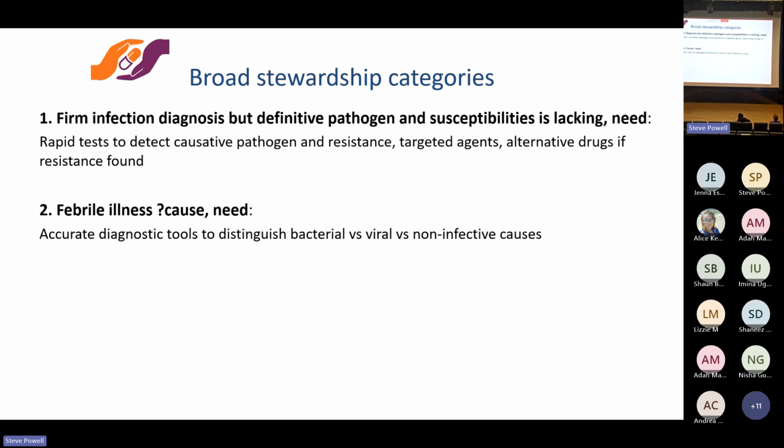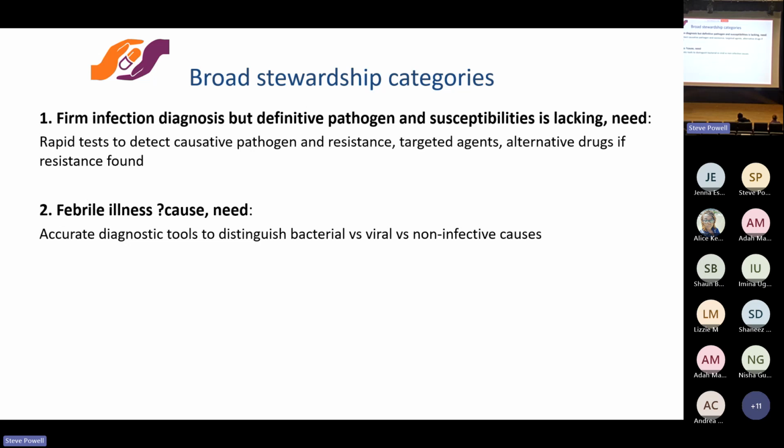And then just thinking about what our stewardship categories are. Well, of course, we understand that we could put categories into two main ones. One is we know exactly what the infection is. We grow a group A strep, or we grow an E. coli that's sensitive, or we grow an E. coli, but we don't know the susceptibilities. And for that, we need some rapid tests to diagnose exactly what the pathogen is and its resistance profile, and then some targeted agents, and then lots of alternative drugs in the pipeline, which, by the way, we don't really have if we know early on what resistance is there.